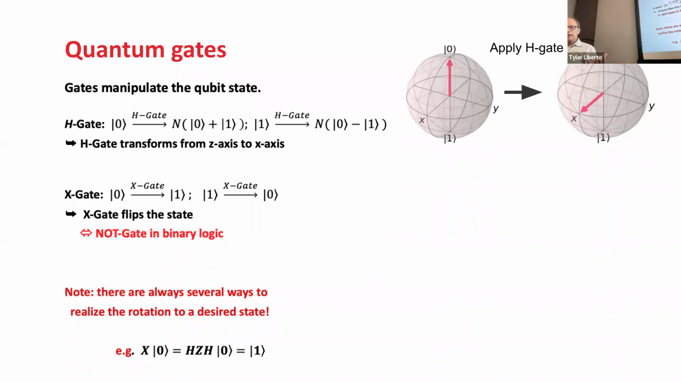Then we have, for instance, the X gate. The X gate would actually be moving the zero cat to a one cat and the one cat to a zero cat. That means it practically flips the spin if you have an electron system, or flips the qubit. And that obviously corresponds to the NOT gate in digital logic.